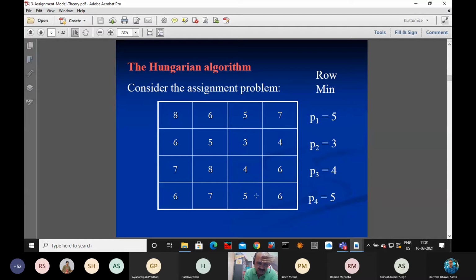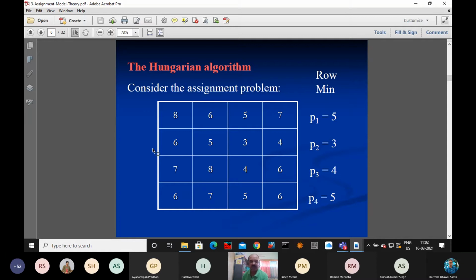Any problem? Any difficulty? Transportation and assignment are very similar, as I already mentioned. So you have to remember certain steps and proceed. That's all. Okay. These are special types of integer programming problems. Now see here, whenever there is an assignment problem given to you, only the cost matrix is given.